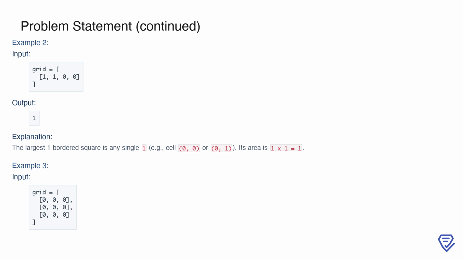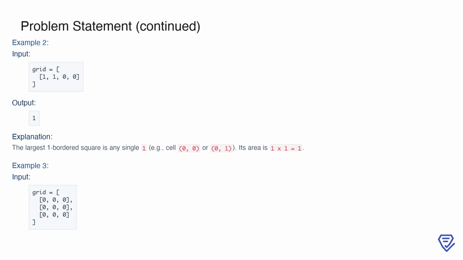In another example, the grid is a single row with 4 cells. Here, there are no larger squares that satisfy the conditions, but each individual one can be considered as a 1 by 1 square. So, the largest one bordered square has an area of 1x1 equals 1. For instance, we could select cell 0, 0, or 0, 1 as the square. This demonstrates that even small grids can have valid solutions.